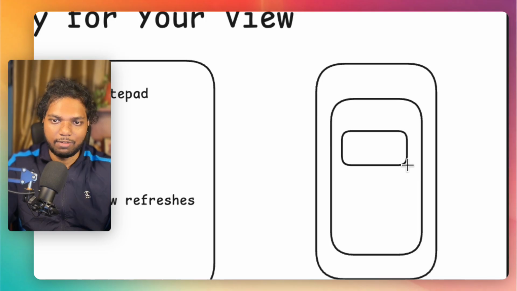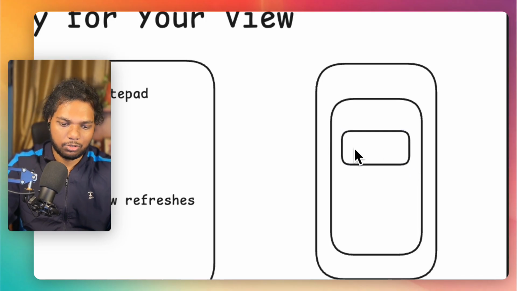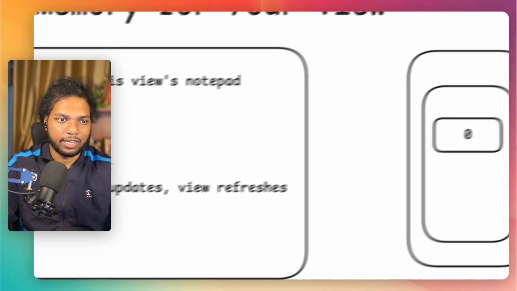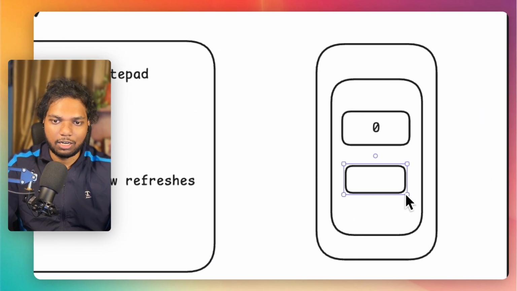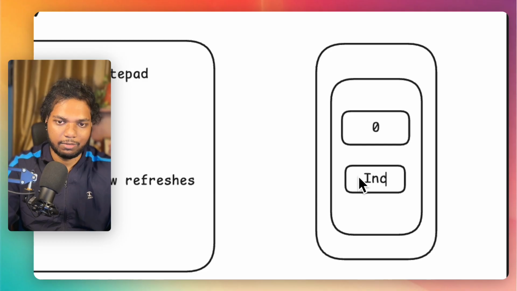You can give it a border and so on. So this is the count, and count is 0 initially. Then I have the counter button, that is the increment button. So this is a button, and it says increment.